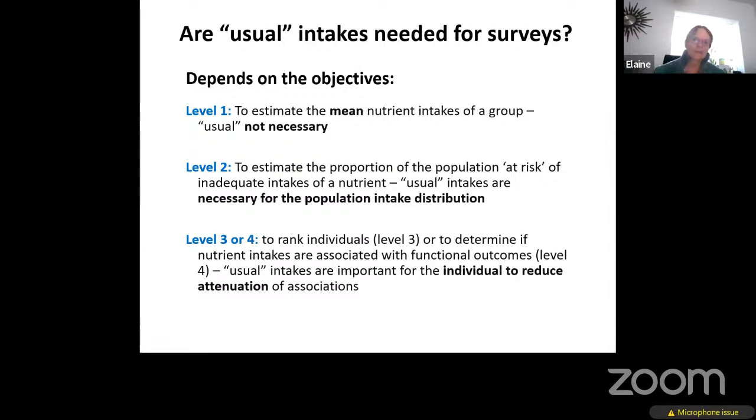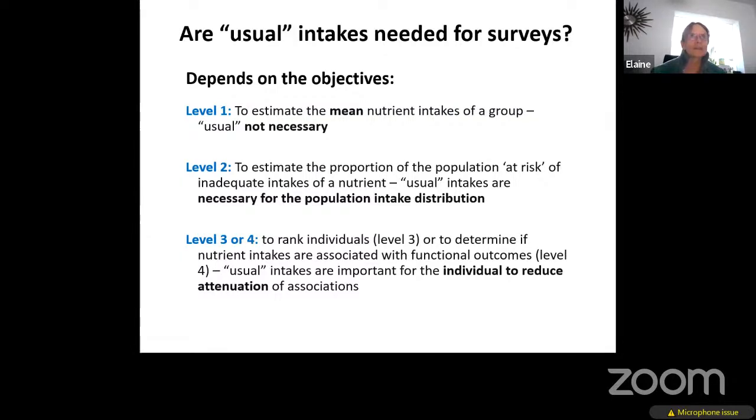If we're looking at objectives at level 3 or level 4, which is either to rank individuals, level 3, in terms of whether they have low intakes, average intakes, or high intakes, or if we're trying to look at relationships between, for example, a nutrient intake and another outcome.